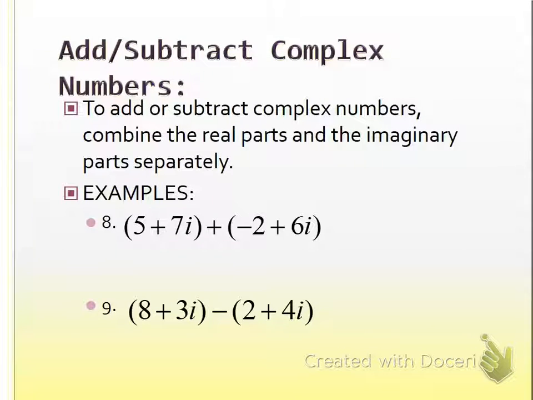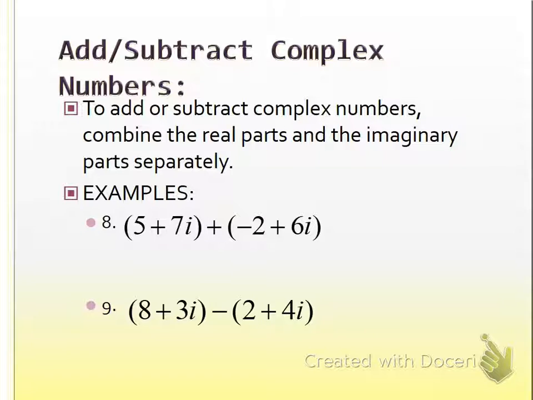To add or subtract complex numbers, combine the real parts and the imaginary parts separately. This is just like if you were to do this with variables. So if instead of having i's, we had x's, same idea. You have to only combine like terms or like parts.